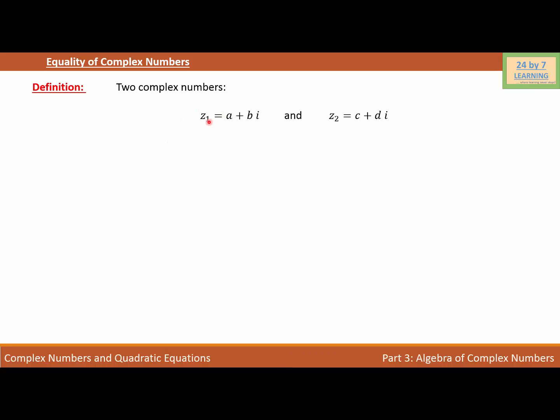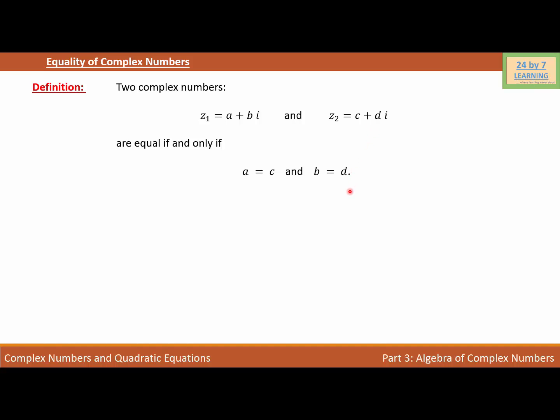Two complex numbers z1 equals a plus bi and z2 equals c plus di are called equal if and only if a is equal to c and b is equal to d. In other words, we can say that two complex numbers are equal if the real part of the first complex number is equal to the real part of the second complex number, and the imaginary part of the first complex number is equal to the imaginary part of the second complex number. And if that's the case, then the two complex numbers are equal.